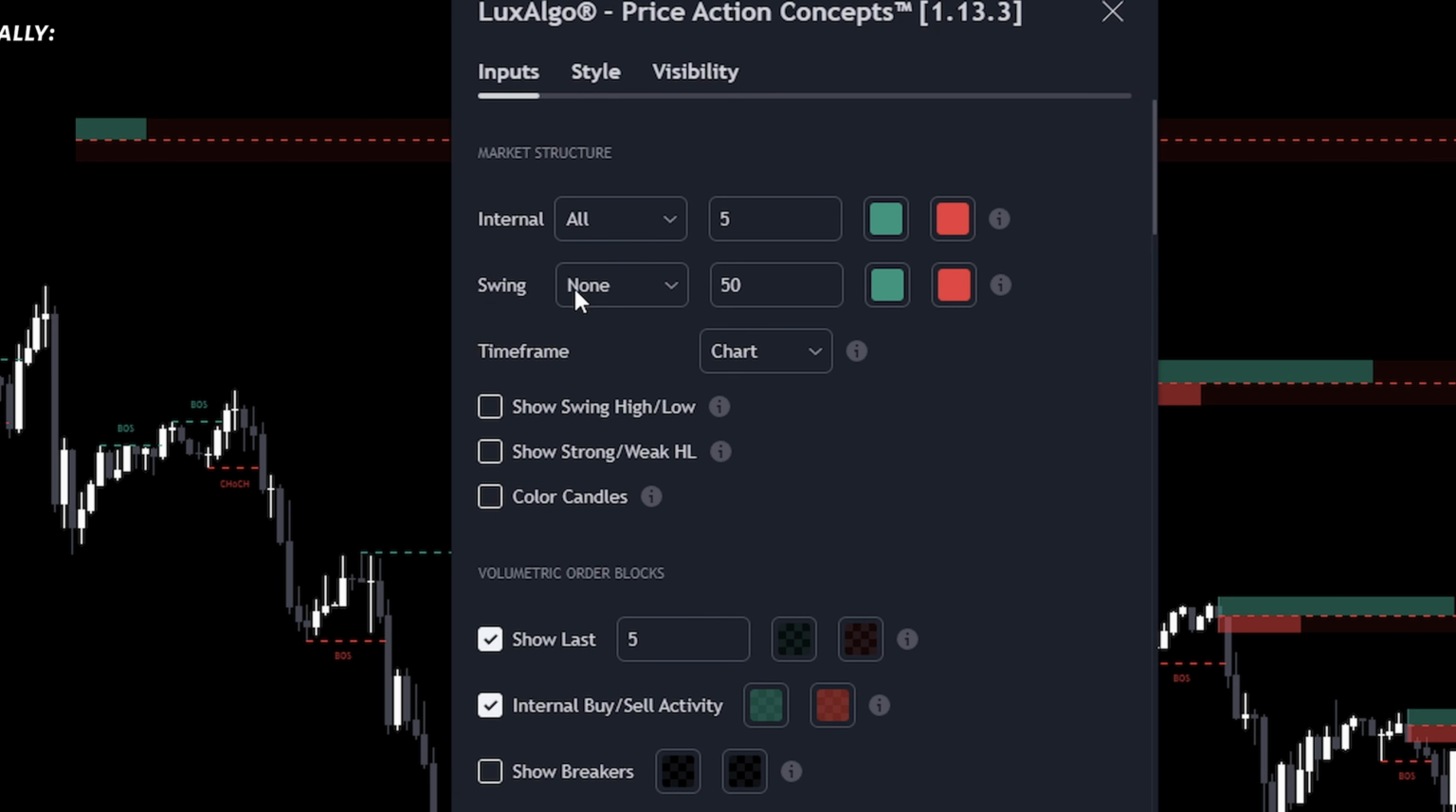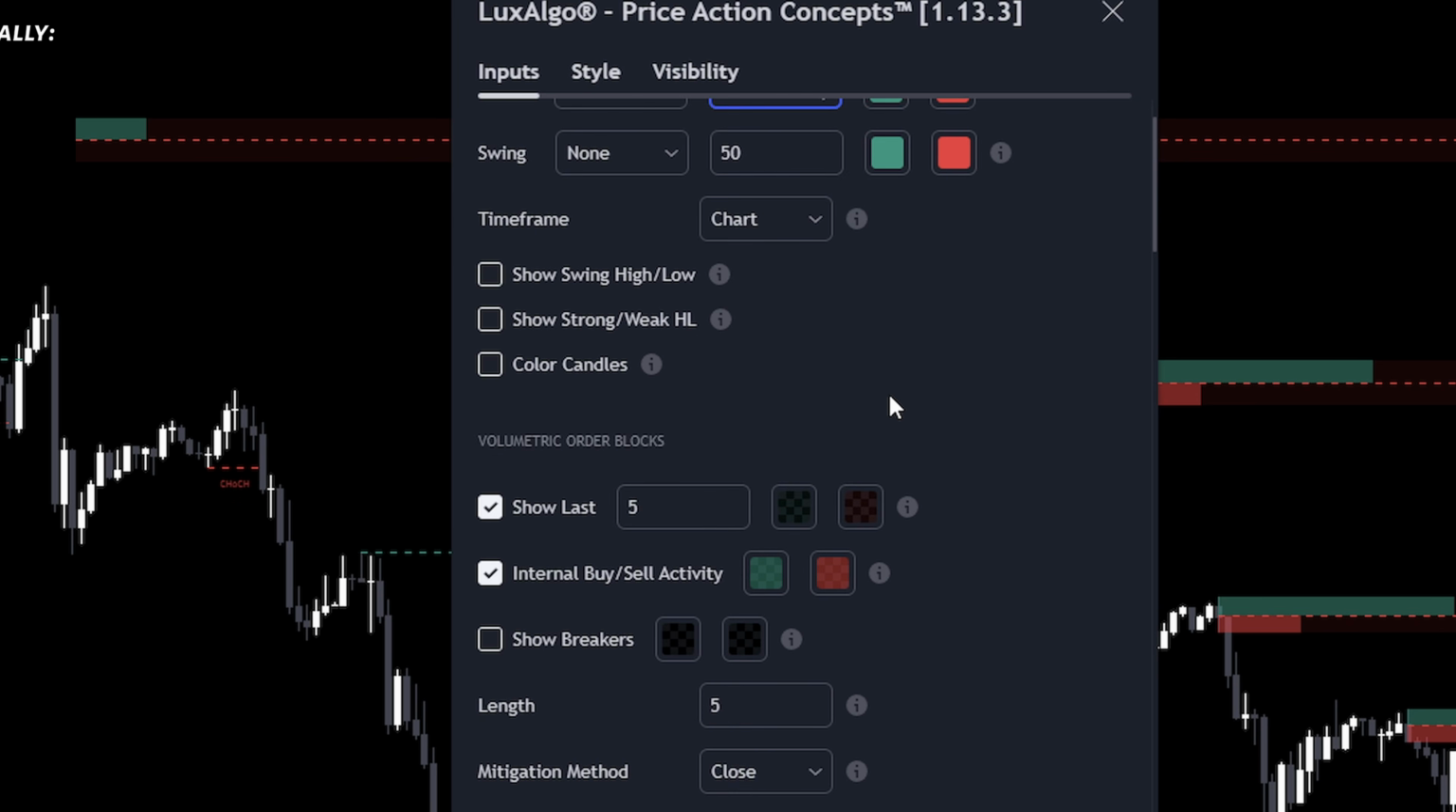Let's begin with the market structure section. Change the internal market structure from all to CHoCH. For the look-back period, I'll leave it at the default value of 5, but depending on your asset's time frame and volatility, I recommend experimenting with this setting. You can increase it up to 10 if needed for better accuracy.